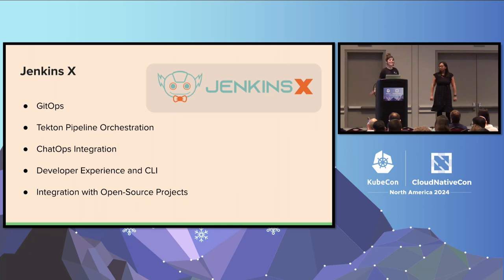Anybody remember that word? Tekton for cloud-native pipeline orchestration. But it can also work with traditional Jenkins pipelines for users with legacy workloads. So it incorporates chatOps functionality, allowing developers to interact with pipelines through comments on pull requests. And we'll see some examples of that in a bit.